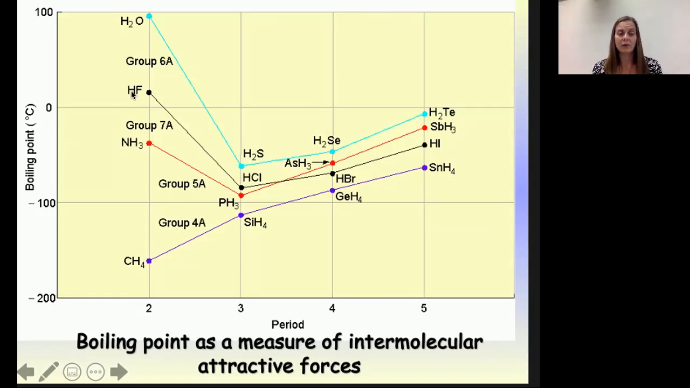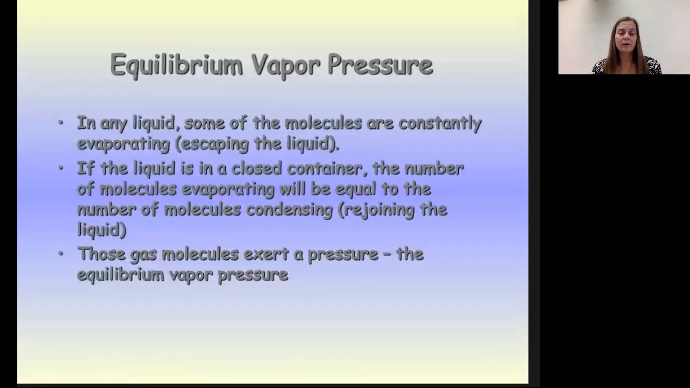So it has abnormally high attractive forces, and therefore it has high boiling points. Okay, one more thing that we'll use to talk about intermolecular force strength is this idea of equilibrium vapor pressure. And you might remember from our discussions about equilibrium that in any liquid, some of the molecules are constantly escaping the liquid, they're evaporating. If that liquid's in a closed container, the number of molecules escaping, evaporating, will be equal to the number of molecules condensing.